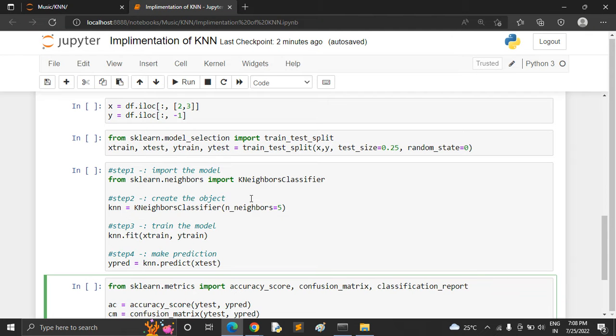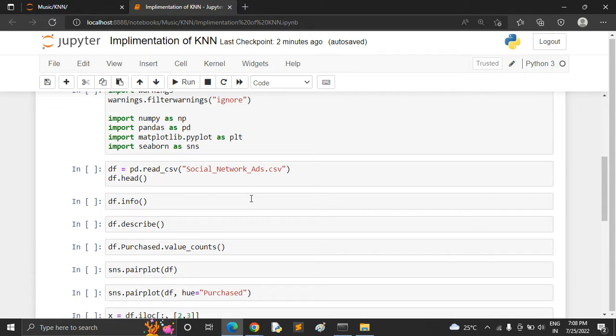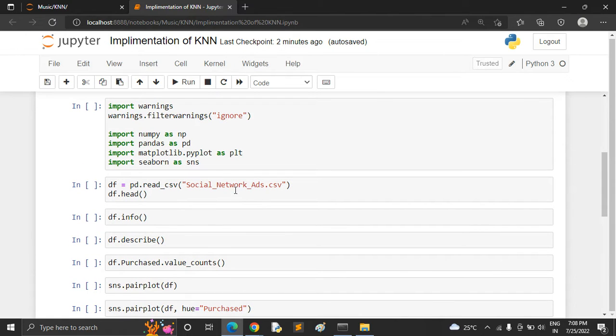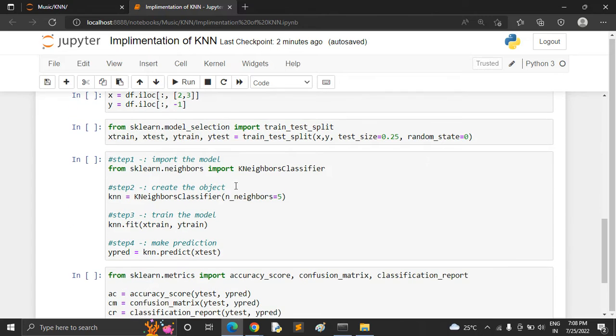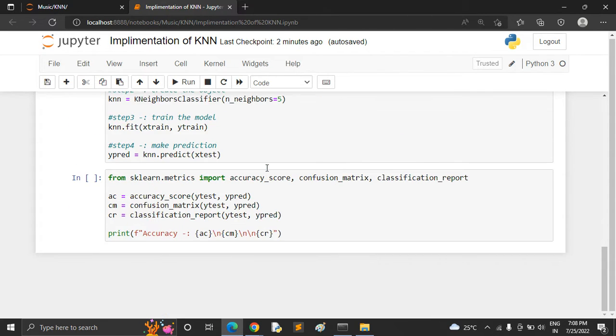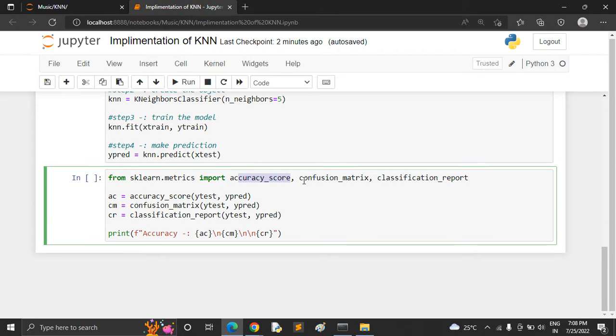Okay, so as I said, in the last session on Wednesday, we were solving this case study on social network ads.csv, wherein we implemented our KNN model, KNN classifier, right? And at the end, we had imported certain functions like accuracy score, confusion matrix, classification report.